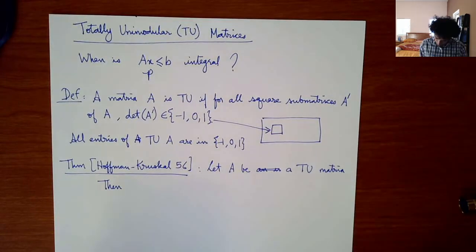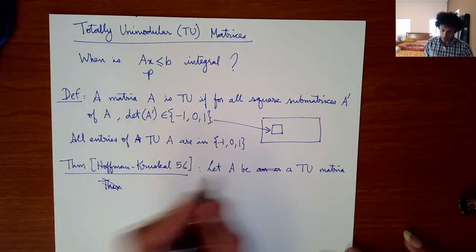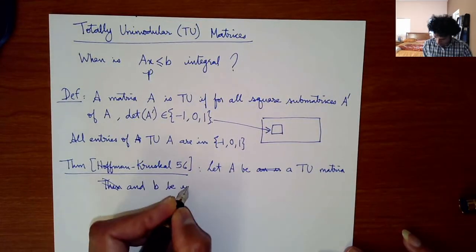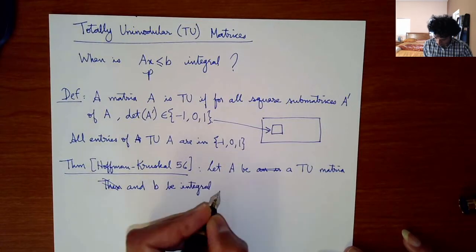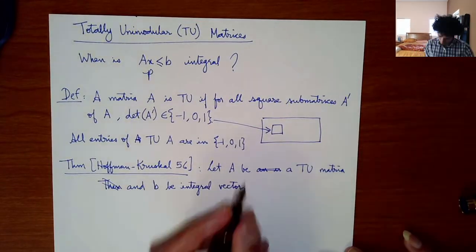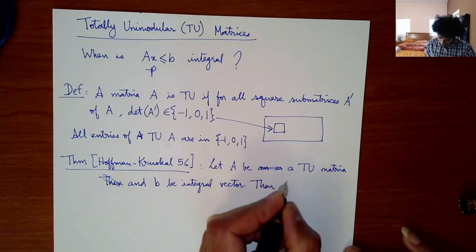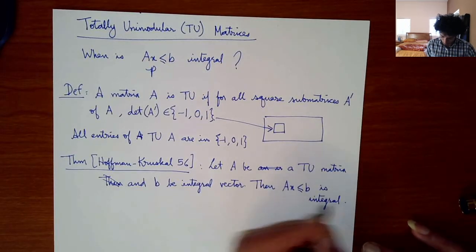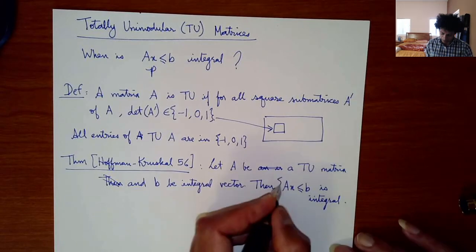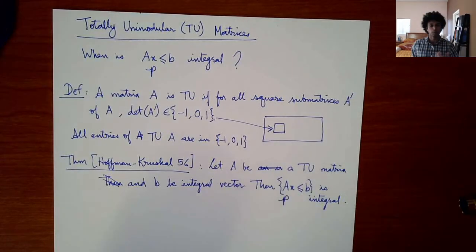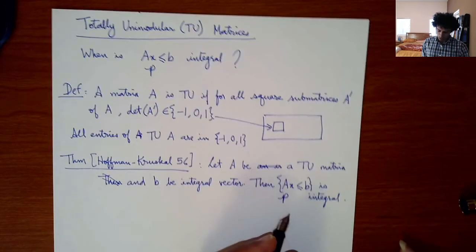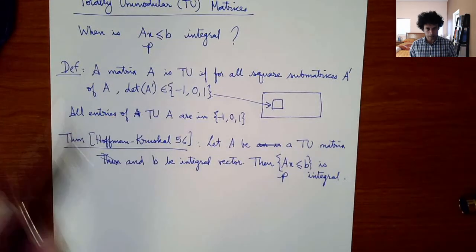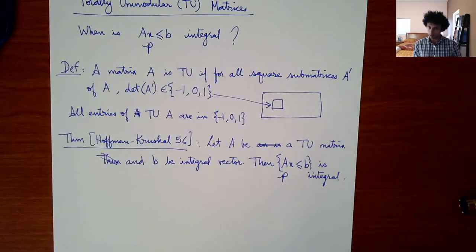Let me state something else. Let A be a totally unimodular matrix and B be an integral vector. Then Ax less than or equal to B is integral. So hopefully this makes sense. By Ax equal to B, technically I mean the polytope given by Ax less than or equal to B. So if you take a totally unimodular matrix and consider the polytope given by Ax less than or equal to B, then it is integral.